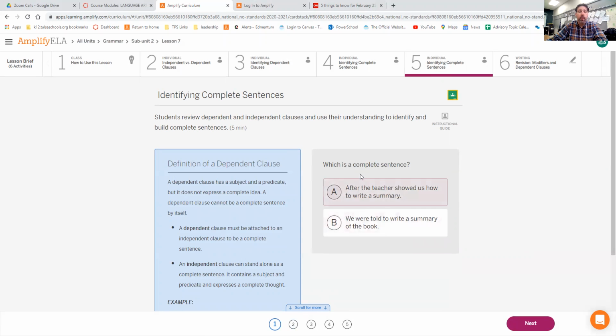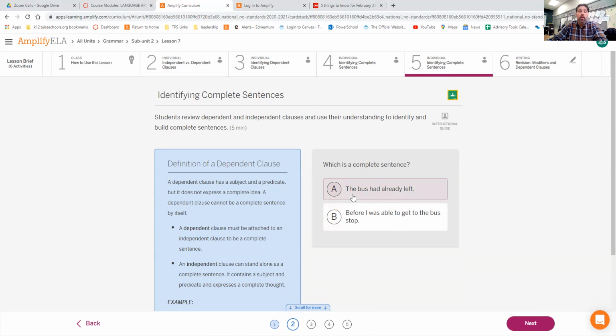It's asking us of these two options, which is a complete sentence. "After the teacher showed us how to write a summary," right? Notice the word "after" here. That ruins it. If it just said "the teacher showed us how to write a summary," that would have been fine. But instead it says "after," so we need a comma and more information. The second one, "we were told to write a summary of the book." We were told to write. That's a sentence. It's not dependent on anything.